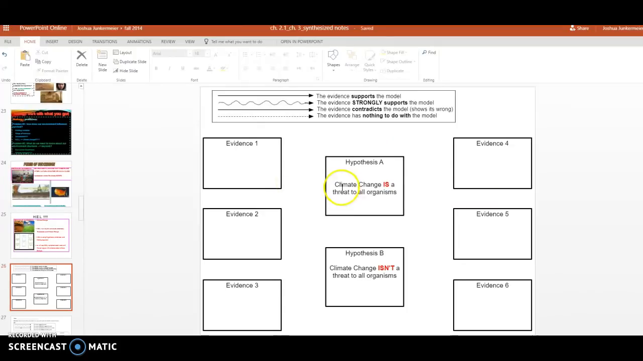So in class, we are going to have two hypotheses. And each week, or a couple times a week, we're going to add new evidences in here that will either support or go against these hypotheses. That is, climate change is a threat to all organisms, or climate change isn't a threat to all organisms. So we'll slowly be looking at evidence while doing this HEL activity.